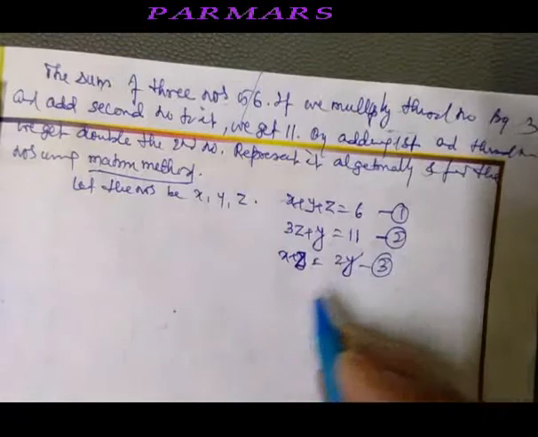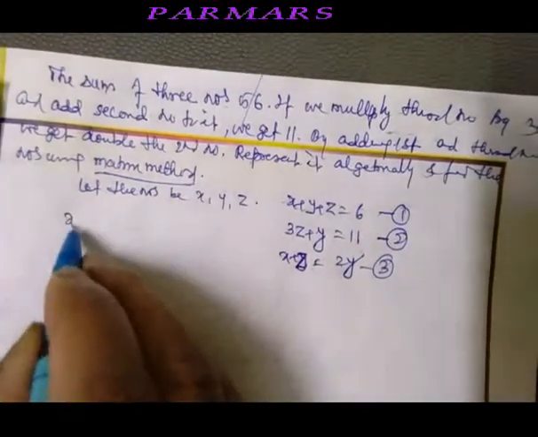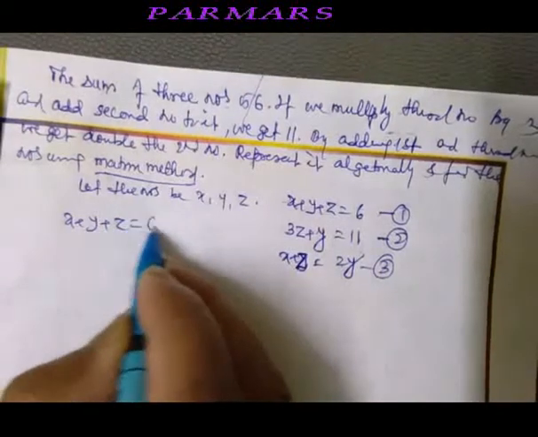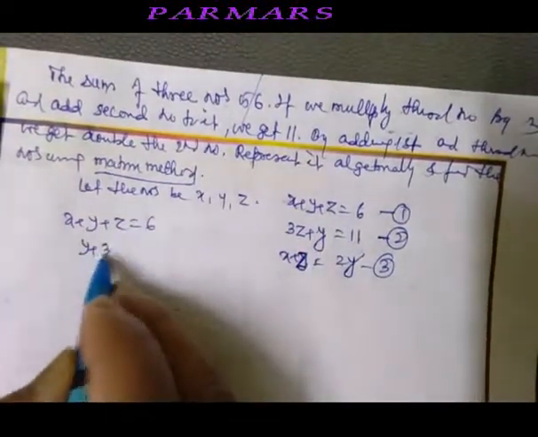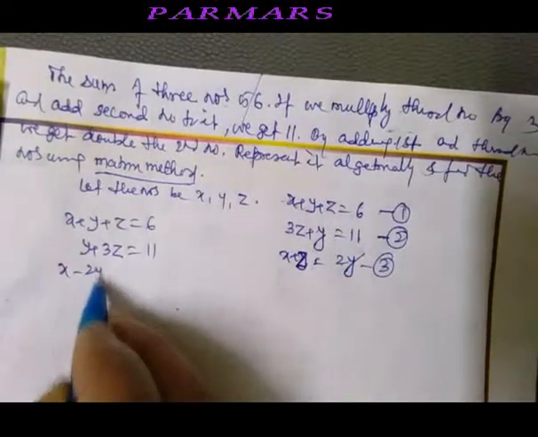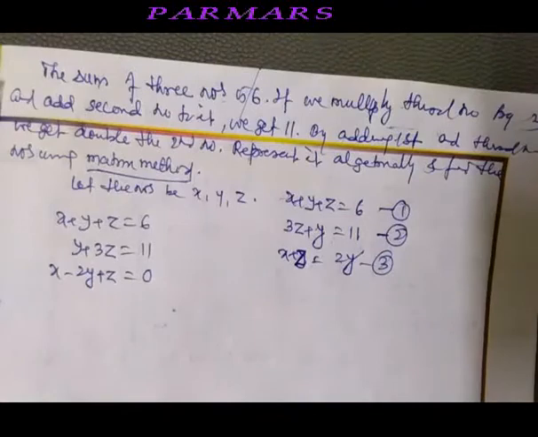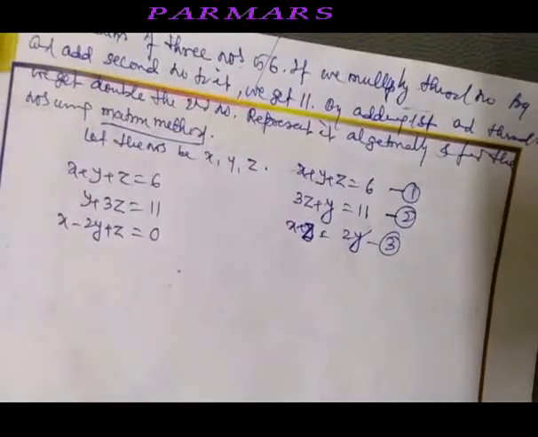This is the third equation. So now we just simplify it: x plus y plus z is equal to 6. Write down y plus 3z is equal to 11, and x minus 2y plus z is equal to 0. Is it or not? So this is the system of linear equations in three variables.